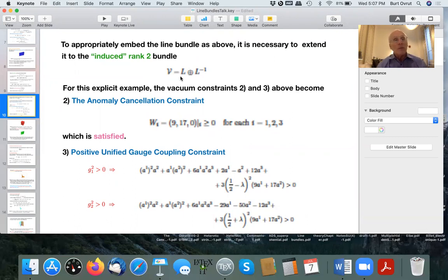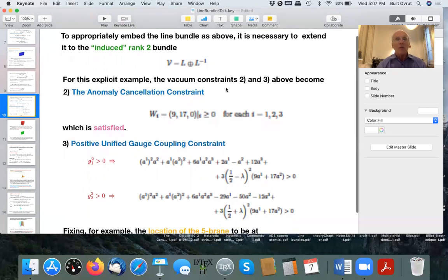And for that particular bundle, the remaining 2 constraints become the following. The anomaly constraint simply turns into W_i is 9, 1, 0, and in fact that is non-negative. So this thing is effective, and that's completely fine. Okay, so that's satisfied. Again, remember, we have chosen what L is. It's 2, 1, 3.